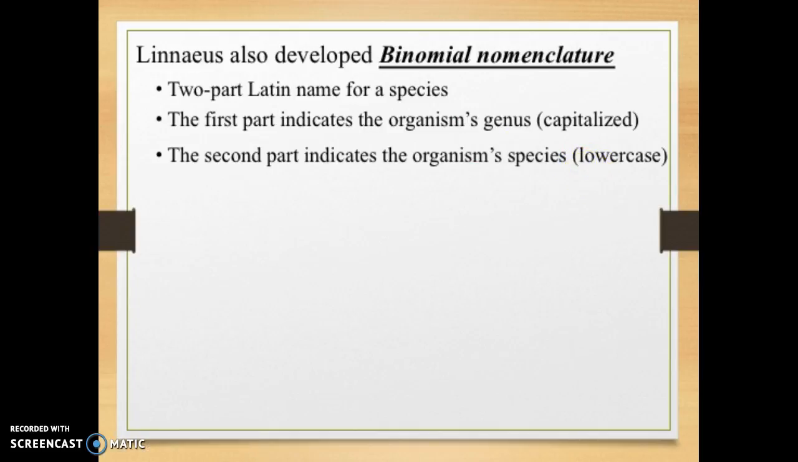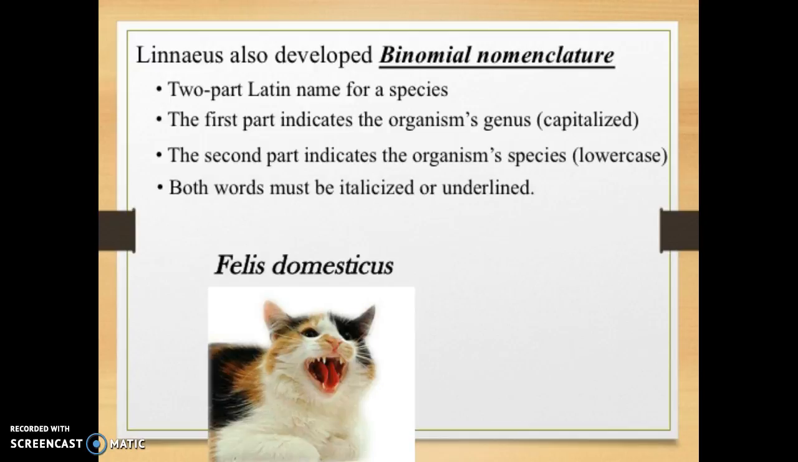If we take a look at an example, we have Felis domesticus, and notice that my last bullet says both words must be italicized or underlined. So I italicized Felis domesticus here, but if you're writing it on paper, you may have to underline it. Luckily for our project, you're doing the majority of work for part 1 on a Google Doc, so what should we do? You guessed it, we'll italicize.